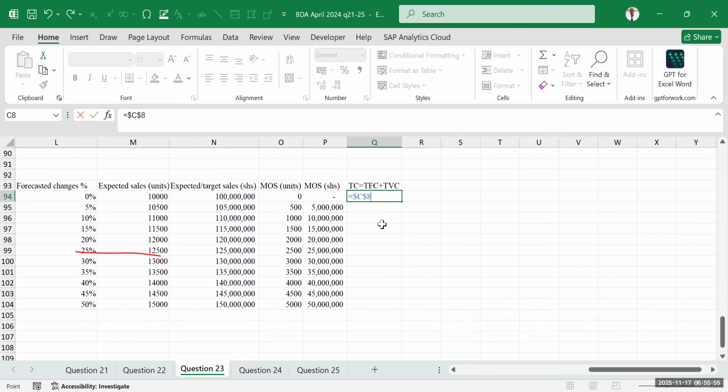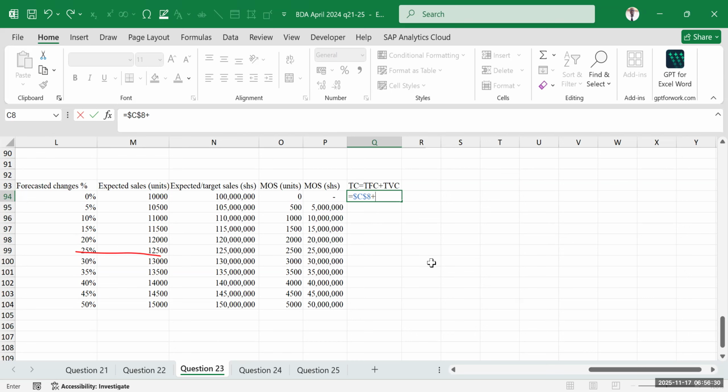Why am I locking it? That one is not changing. Then I add, I'm following this formula, total fixed cost plus total variable cost. Now, under variable cost is where there is a change. Why am I talking about change? Remember, we are working with expected total cost. And we already have expected units, expected sales or target units when we change it. So to get the total variable cost, we normally multiply variable cost per unit by the number of units. So where is our variable cost per unit?